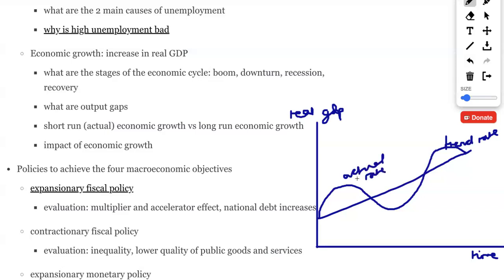So in the moments when my actual rate of economic growth is higher than my long-term trend rate of economic growth, that's a positive output gap. And when it's below trend rate of growth, it's a negative output gap.